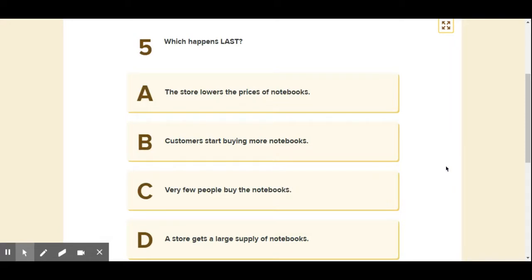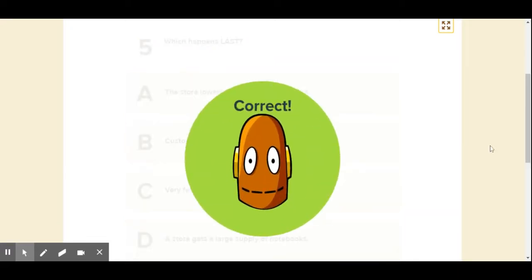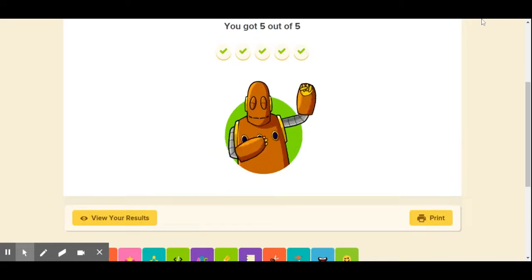Question number 5. Which happens last? A, a store lowers the price of notebooks. B, consumers start buying more notebooks. C, very few people buy the notebooks. D, a store gets a large supply of notebooks. Which happens last? If you said B, customers start buying more notebooks, you are correct. Great job, boys and girls.